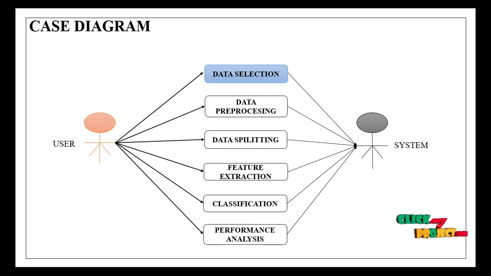This is the use case diagram. From the user to the system, what the process is between them. First one is the data selection, data pre-processing, data splitting, and then extract the features, apply the classification algorithm, and evaluate the performance metrics.